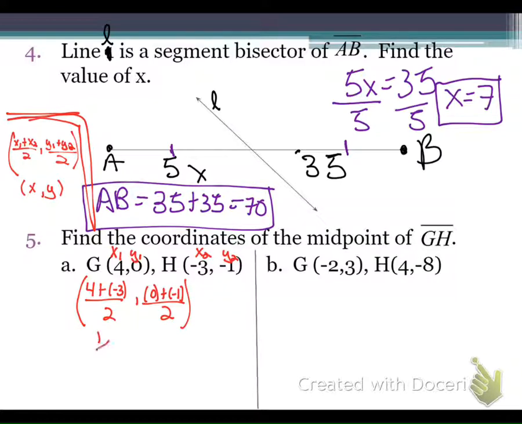1 over 2. And then over here we have 0 plus negative 1. It's going to be negative 1, right? Over 2. Because when we're adding 0, it doesn't affect the number. So we're going to have 1/2, negative 1/2.